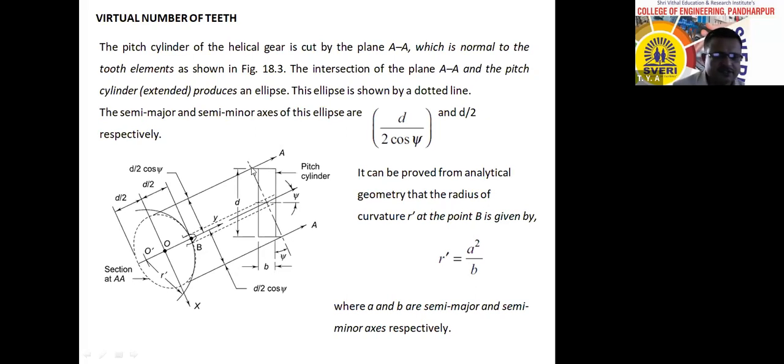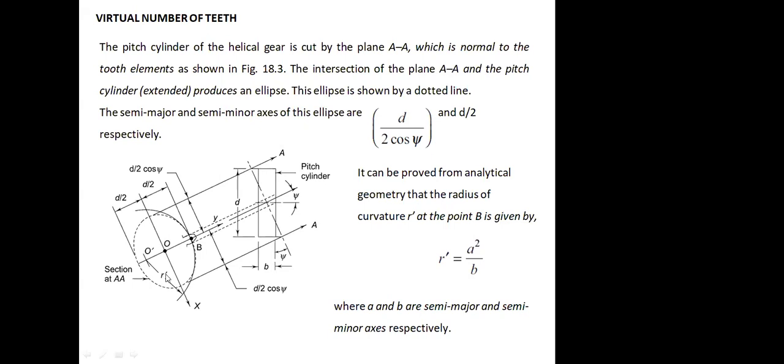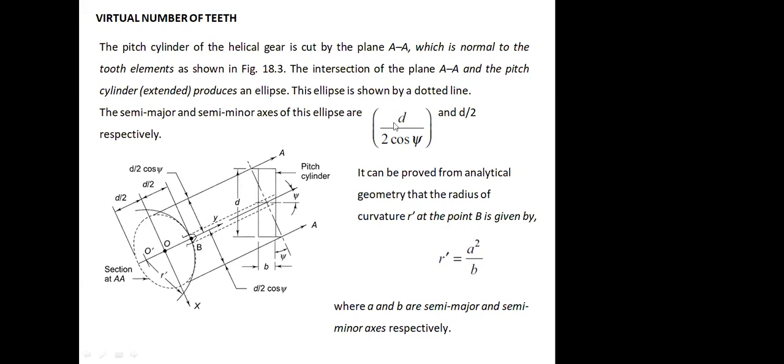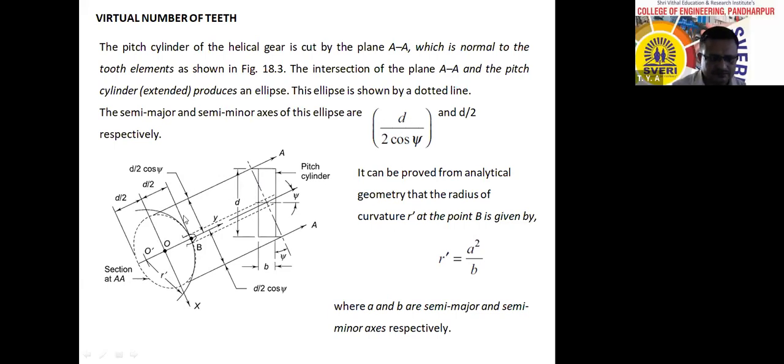Therefore, if this AA intersects this pitch cylinder and you project it like this, it will form an ellipse. This ellipse is shown by a dotted line. The semi-major axis and semi-minor axis of the ellipse are: this is the semi-major axis, D divided by 2 cos psi, and this is the semi-minor axis, D divided by 2.